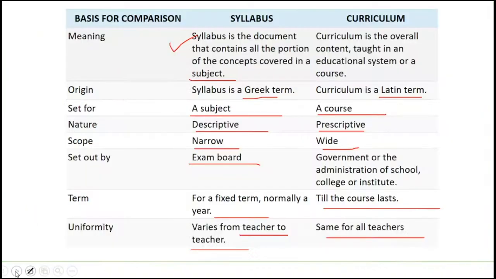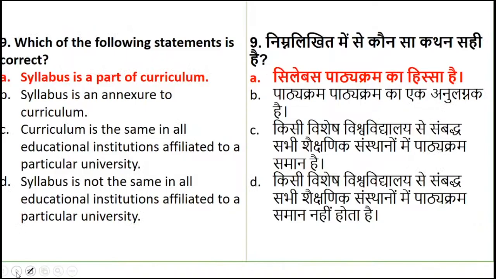So all those who said A is the right answer for the given question: syllabus is a part of curriculum. I hope you understood, everyone. Annexure, please remember, is just an additional document. Syllabus is not an additional document to curriculum. Syllabus has its own importance. Is it clear with everyone?